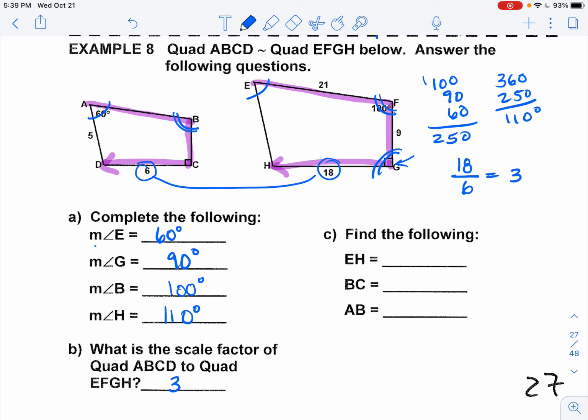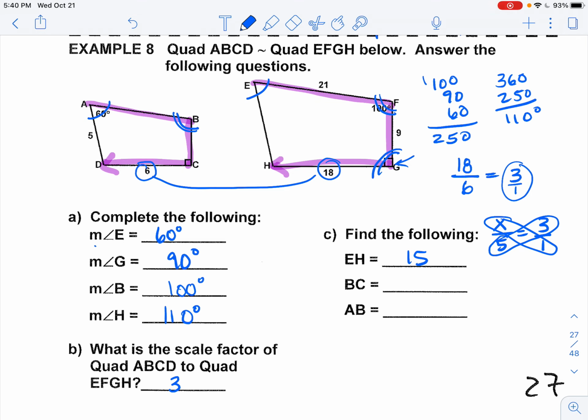Now I can find the following, E to H. All right, so let's see. E to H, that is going to be new to old is equal to the scale factor, 3 over 1. That's the same thing as this guy, right? Okay, so if I cross multiply, well, 3 times 5 is 15 is equal to x.